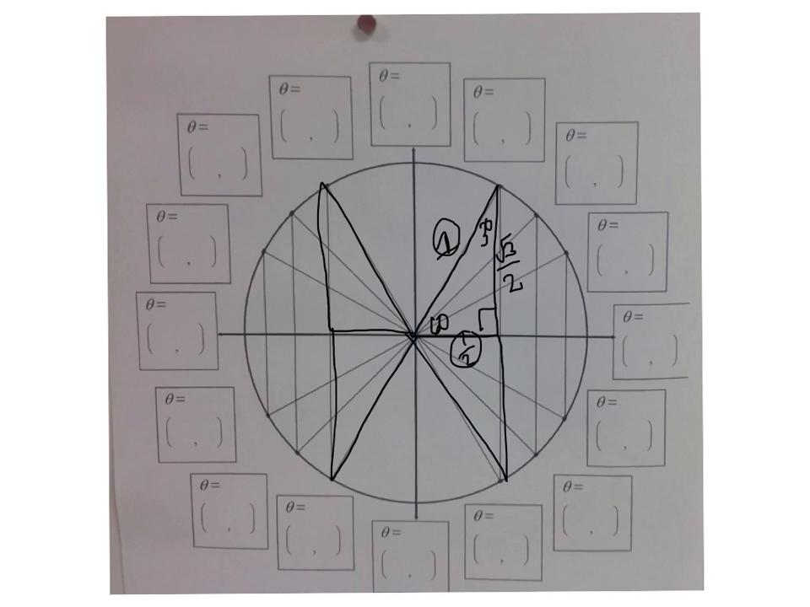So your x-coordinate is always going to be this one, so it's going to be 1/2, and then your sine coordinate is root 3 over 2. And then you're going to go to the next quadrant, and it's going to be 1, root 3 over 2, 1/2.